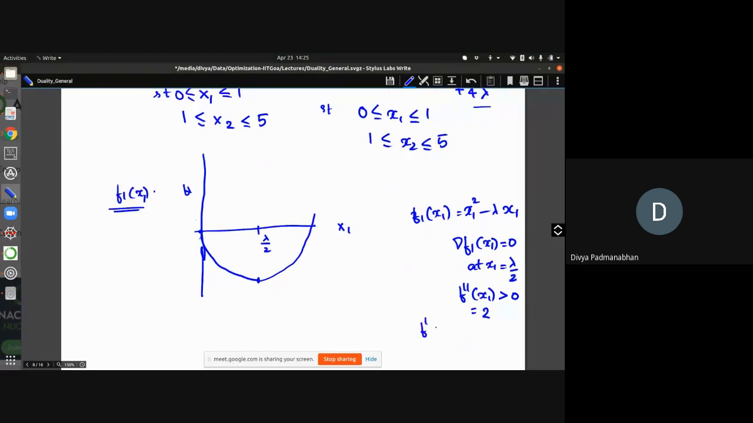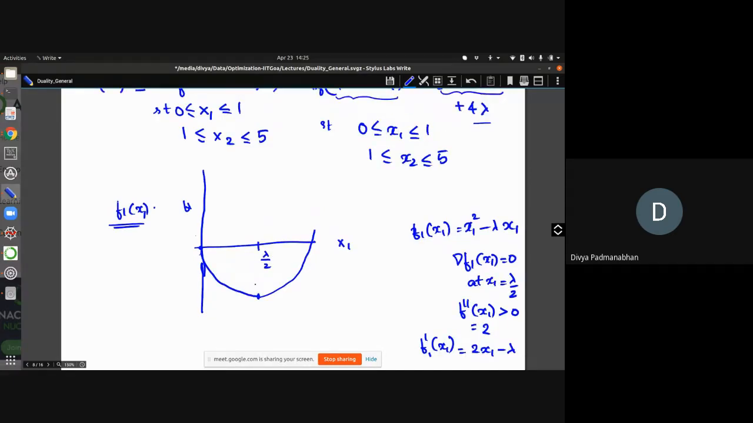So f prime of x1, so for this function f1, if I take the gradient, what I'm going to get is 2x1 minus lambda. So when x1 is less than lambda by 2, this gradient is negative. It becomes 0 at lambda by 2, and after lambda by 2, it's going to increase. So this is the shape I get, and of course, I can say that it's minimum at lambda by 2.